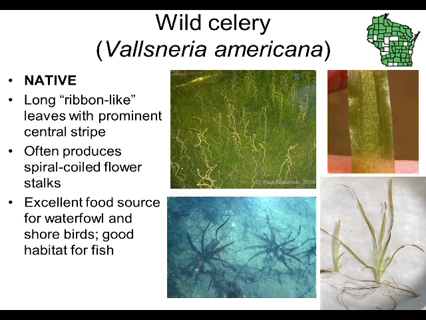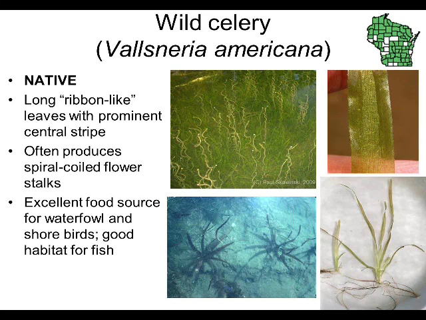So the first one I'm going to talk about is something known as wild celery. The scientific name is Vallisneria americana. And this is a very popular plant throughout the entire state of Wisconsin. It forms these long ribbon-like leaves that go out from a central root mass that's below the sediment. Oftentimes it produces these unique spiral-like flowers that you can sometimes see if you're boating around. And that's another way that this particular species overwinters from year to year.